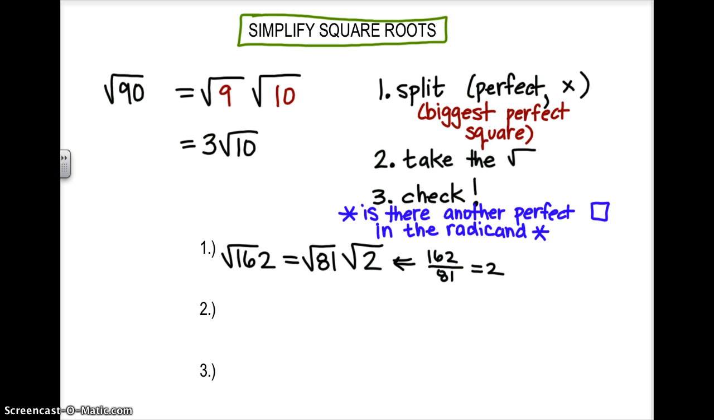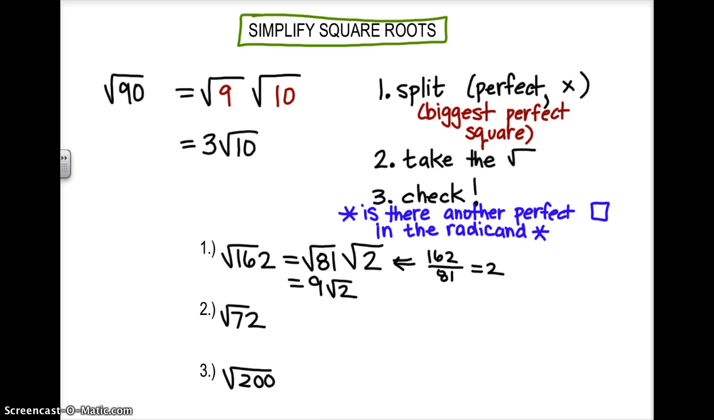Then, step 2, take the square root. The square root of 81 is 9. The square root of 2 just comes down. Check it. Is there any perfect square that goes in the square root of 2? I can hear some of you saying yes, 1. I don't care about 1. Okay? Square root of 2. I've got 2 more for you to try. Square root of 72 and the square root of 200.